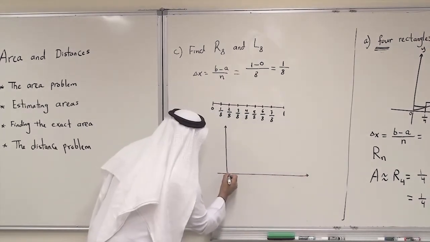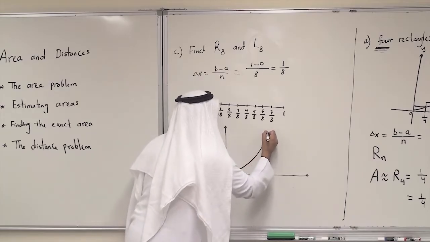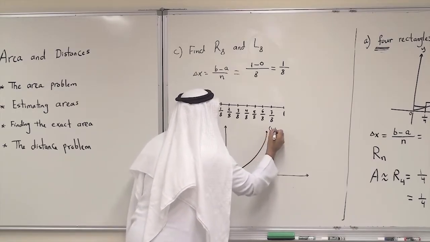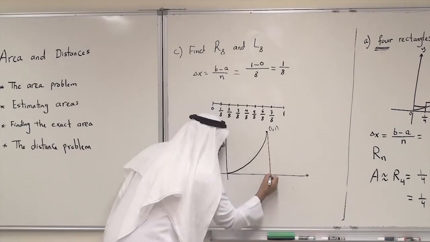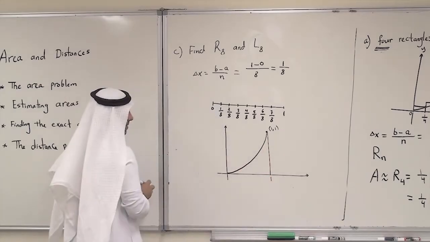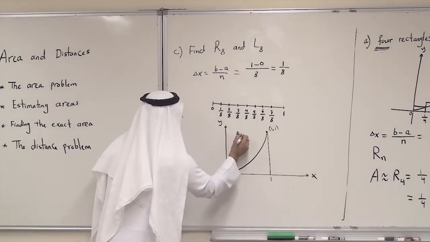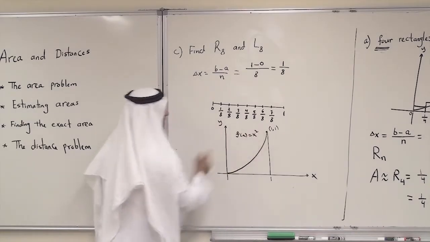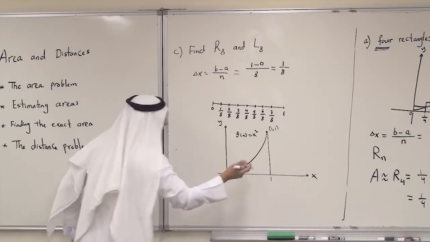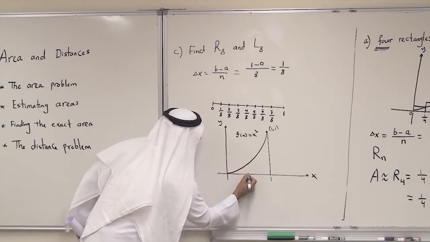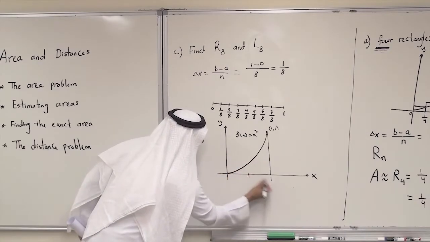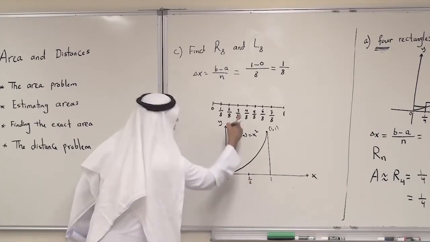Again, this is y equal to x squared, assuming this is the point (1, 1), and we are calculating the area up to 1 from here to here. This is the x-axis, this is the y-axis, and this is the function f of x equal to x squared. If we are making 8 rectangles, this middle one will be 1 over 4. This is 1/2, which is 4 over 8.